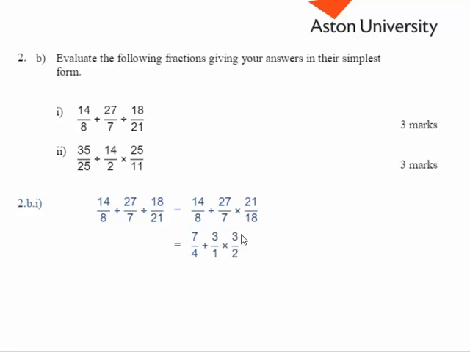Now, because this is a multiplication, we multiply the 3 by the 3 to give us 9, and we multiply 2 by 1, which will give us 2. That term becomes 9 over 2. However, the 7 is over 4, so I'm going to change the 9 over 2 to 18 over 4, so we've got a common denominator. So we've got, in effect here, 7 quarters plus 18 quarters, which is going to give us 25 quarters.